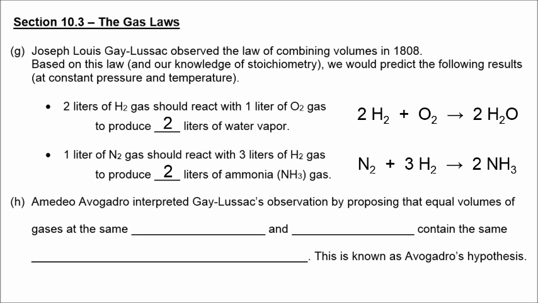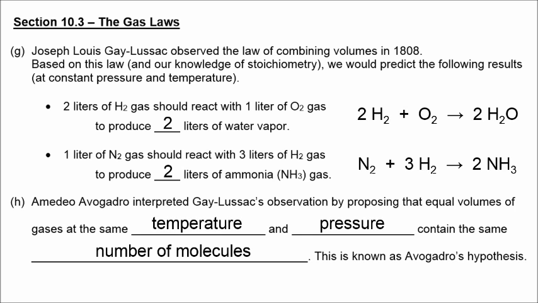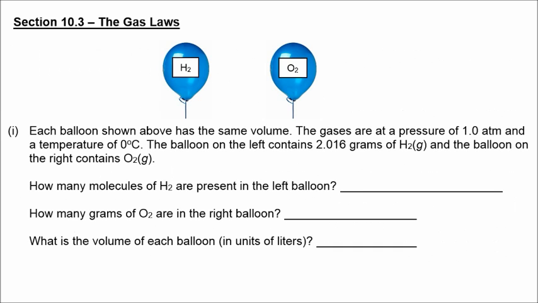Now, Amedeo Avogadro interpreted the law of combining volumes and proposed that equal volumes of gas at the same temperature and pressure should contain the same number of molecules. So that means that not only are volume and moles proportional, but we can assume that if we have the same volume, the same temperature, the same pressure, we contain the same number of moles or the same number of molecules. So in these 2 balloons, that's exactly what's going on.